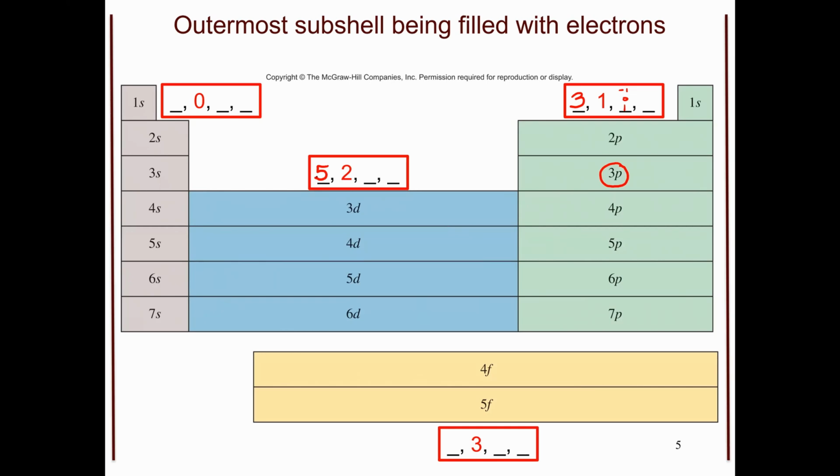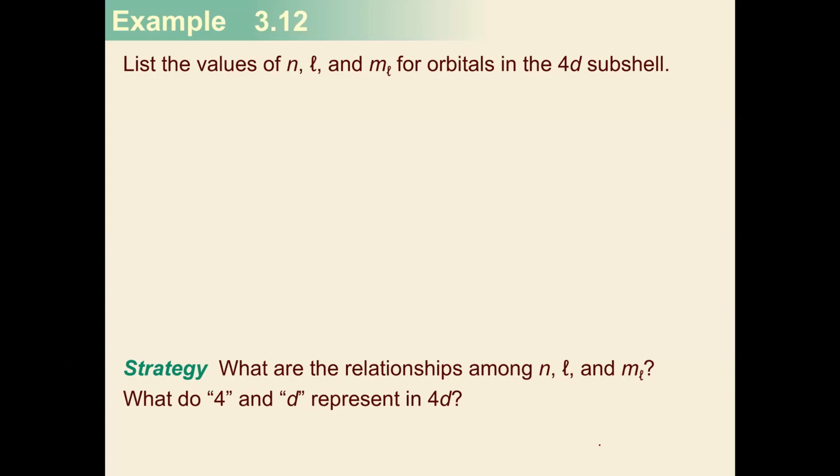Finally, for our f orbitals that you see at the bottom of the periodic table, our second quantum number must be a 3. So this means that we are allowed to have numbers of 4, 3 and 5, 3 are our only possibilities. So now let us go look at this example.